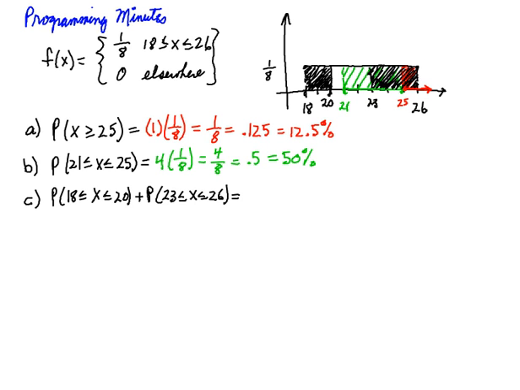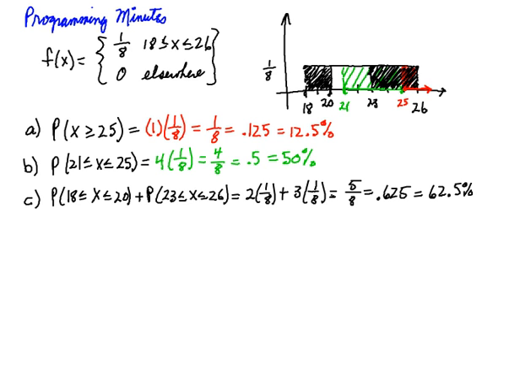Okay, I basically am going to add the entire area together. The probability that the random variable will be somewhere between 18 and 20 or 23 to 26 would be this combined area. We would add the probabilities. So I'd have 2 times 1/8 plus the other rectangle, which would be 3 times 1/8, and that would be 5/8, which is equal to 0.625 or 62.5%.